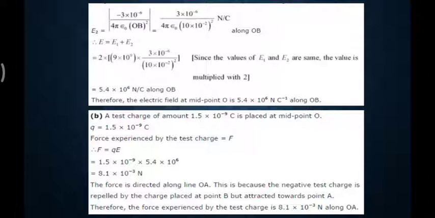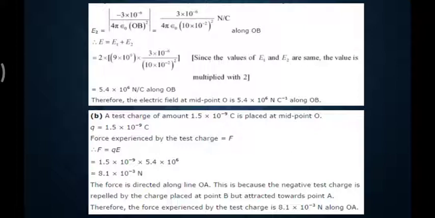The two other charges, which are 3 microcoulomb on one side and minus 3 microcoulomb on the other side, are generating an electric field you already found. So for this electric field you can use 5.4 × 10^-6. You will get the force felt by that test charge as 8.1 × 10^-3 Newton. This is directed towards OA.